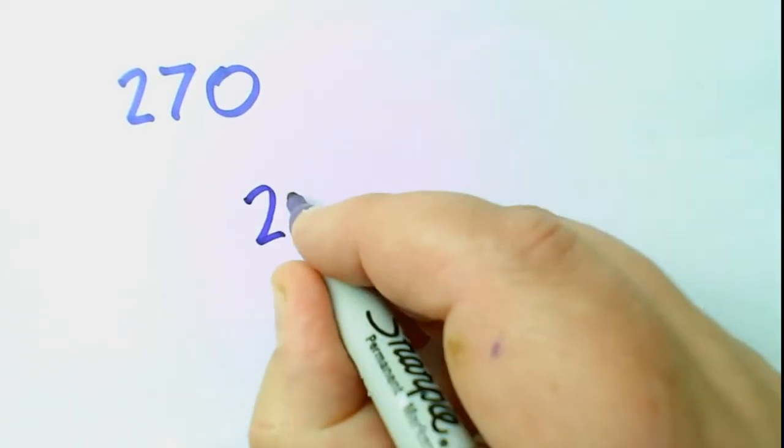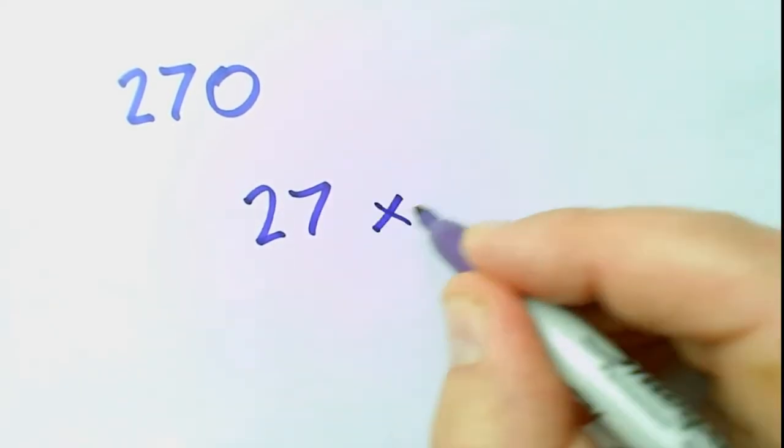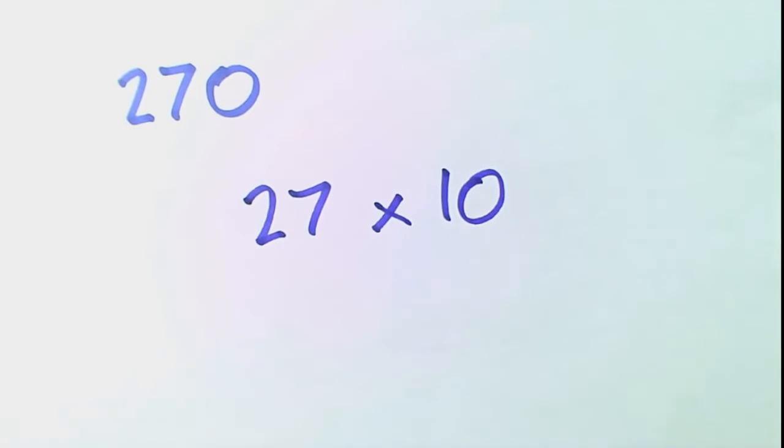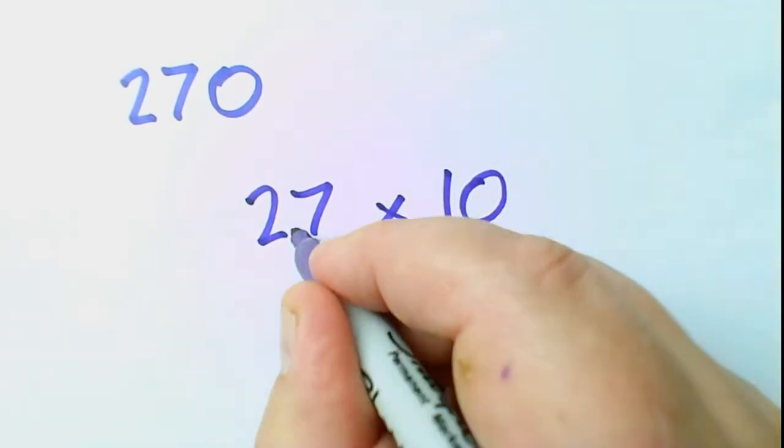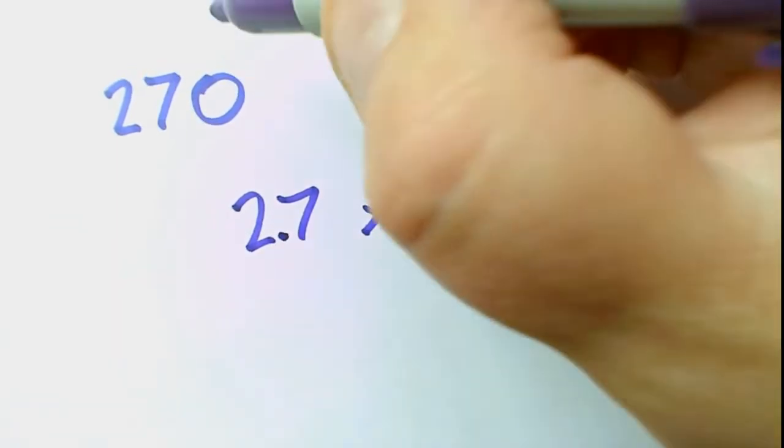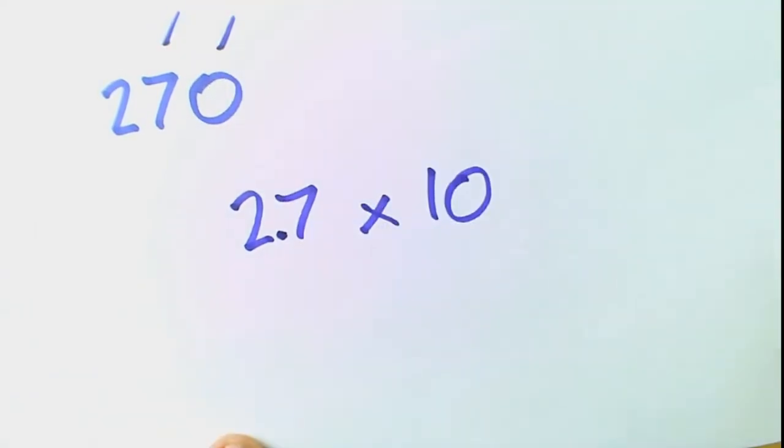You just write 27, but stop there, times 10. That's step 1. Put your decimal point in. It always goes in the same place. And do the same thing. Just count the digits. 1, 2 of them. So you've got 2.7 times 10 to the 2. In other words, 2.7 times 100 gives you 270.